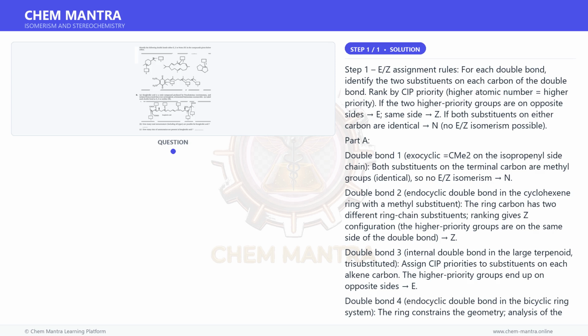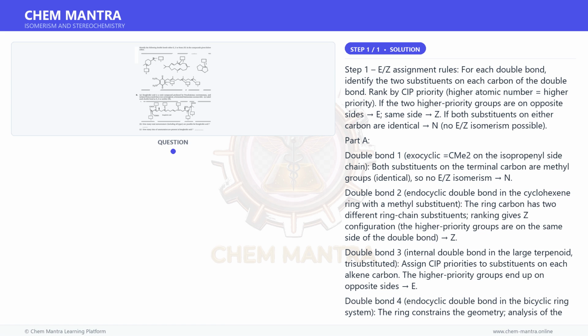For each double bond, identify the two substituents on each carbon of the double bond. Rank by CIP priority. Higher atomic number is equal to higher priority. If the two higher priority groups are on opposite sides, E; same side, Z. If both substituents on either carbon are identical, N, no EZ isomerism possible.